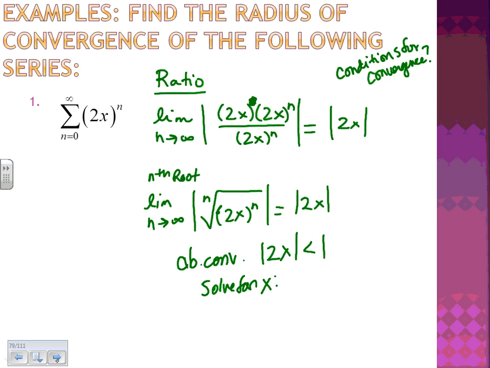Well, we've got the limit part. Okay? So that is the limit part. And when you solve, or actually solve for the absolute value of x, sorry about that. So the absolute value of x is less than what? 1/2. Whichever way you want to do it, right? The root or the ratio.